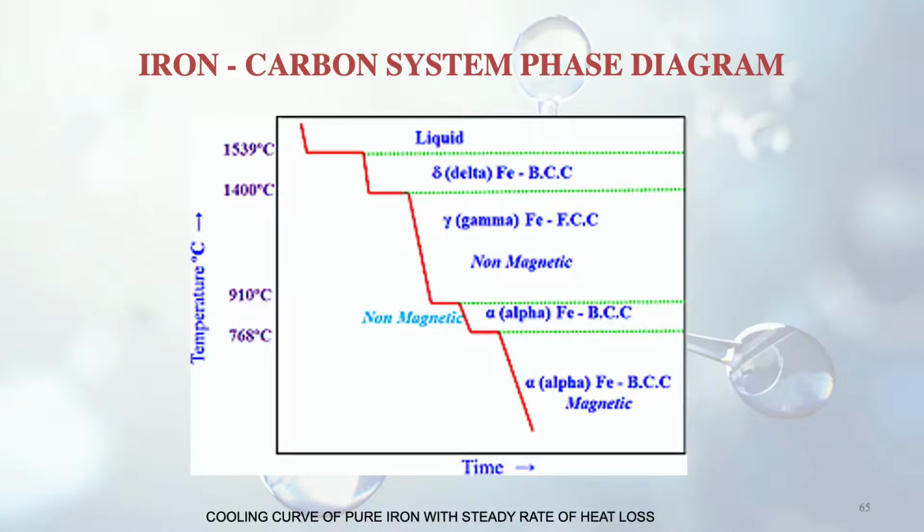This magnetic property remains till 768 degrees centigrade, but after that it becomes non-magnetic, and that's why this temperature is also known as the Curie temperature, discovered by Curie, 768 degrees centigrade. So this is the process of the cooling of pure iron with a steady rate of heat loss.